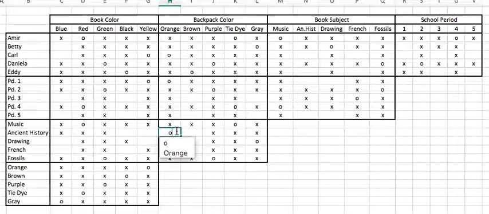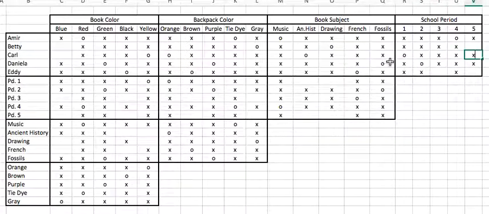Then that leaves me only one spot here for ancient history. And I know that that leaves one spot there. And then I have an O for French. And so that had to have been Eddie, because he was French, getting the French book. And that leaves just an O here for Carl. And we already know that he had an orange backpack and he was in period 1, so we can fill that in here for period 1.